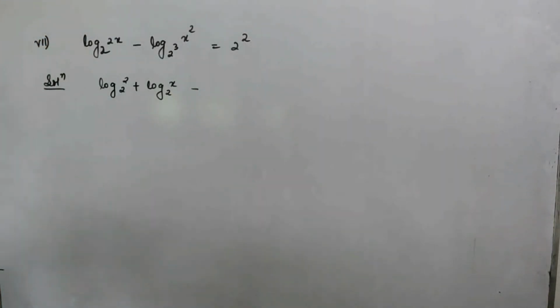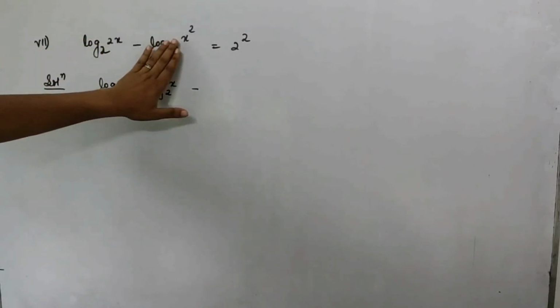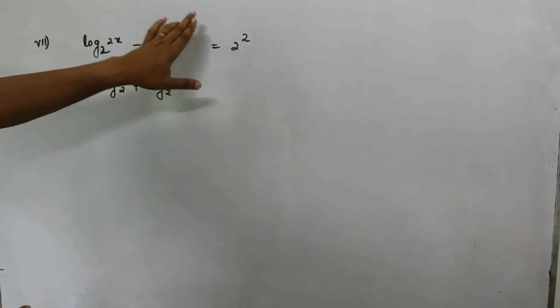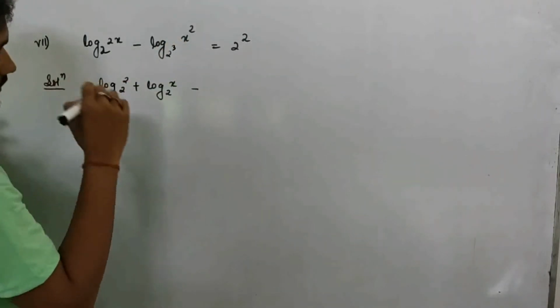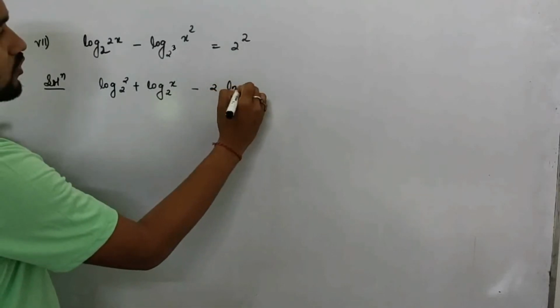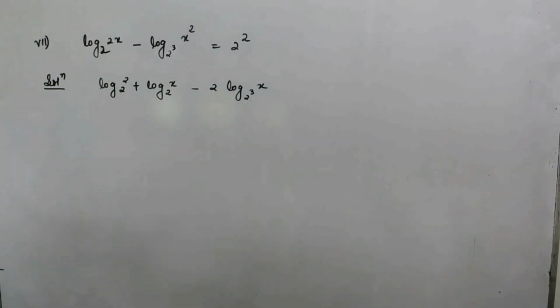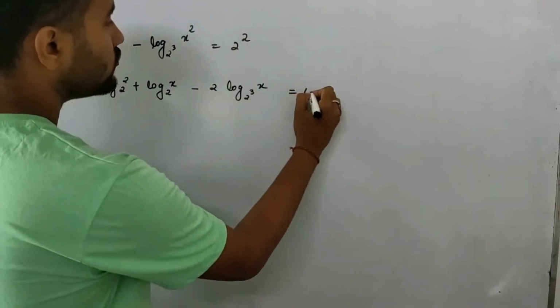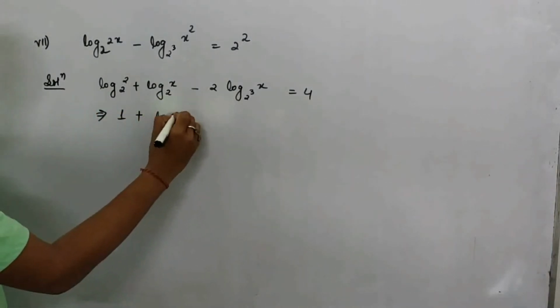Now what can I do? Log of 3 to the power, this 2 will come in front, isn't it? This is the base. Okay, this is not 3 to the power x. This 2 cube is the base. This complete is the base, then x to the power 2 is there. So this 2 will come in front. So log of this base, and then x, equal to, what is 2 square? 2 square is 4. What is log of 2 base 2? Log of 2 base 2 is 1. Then log of x base 2.